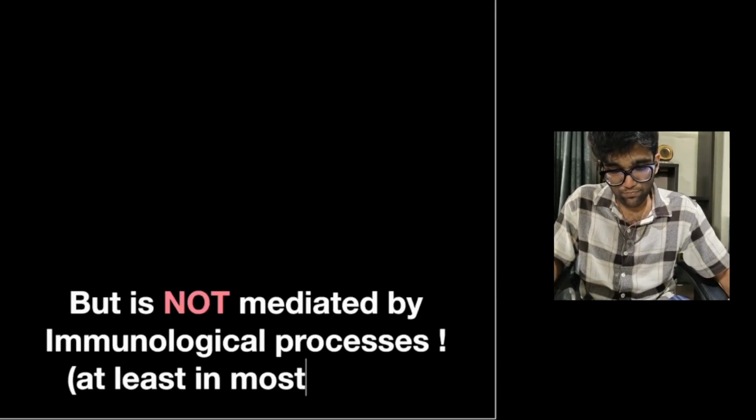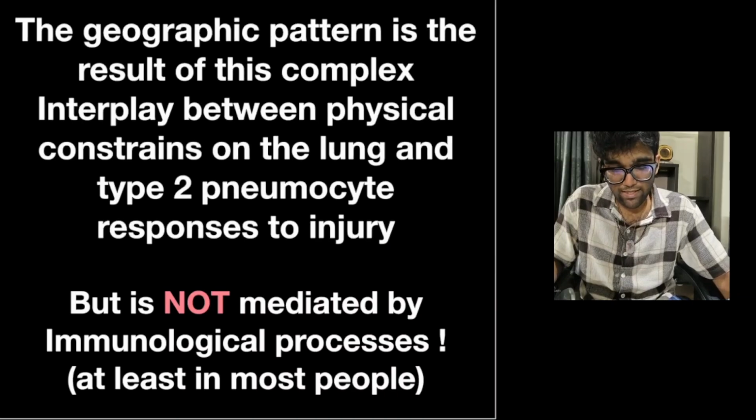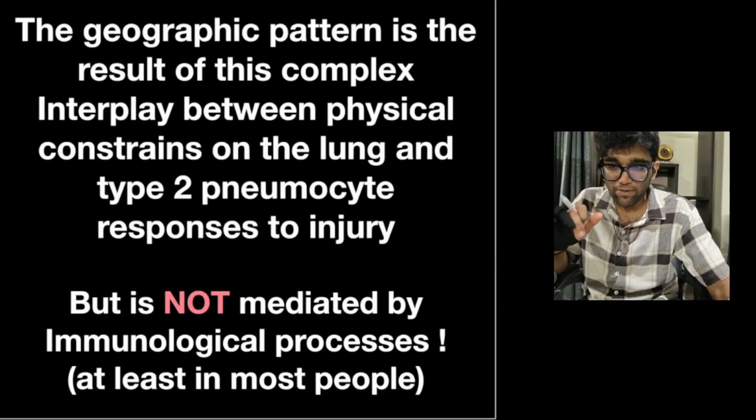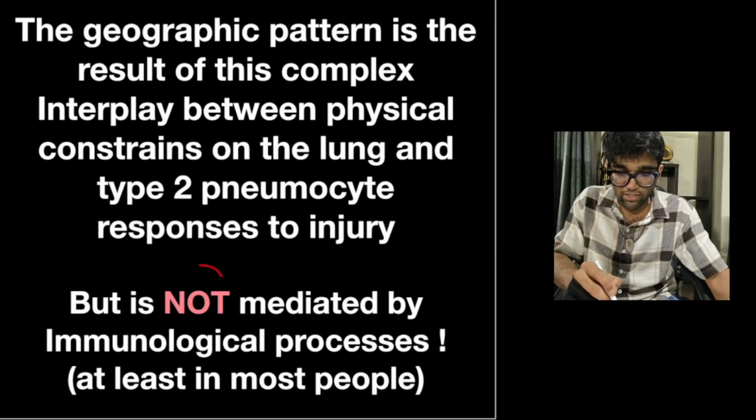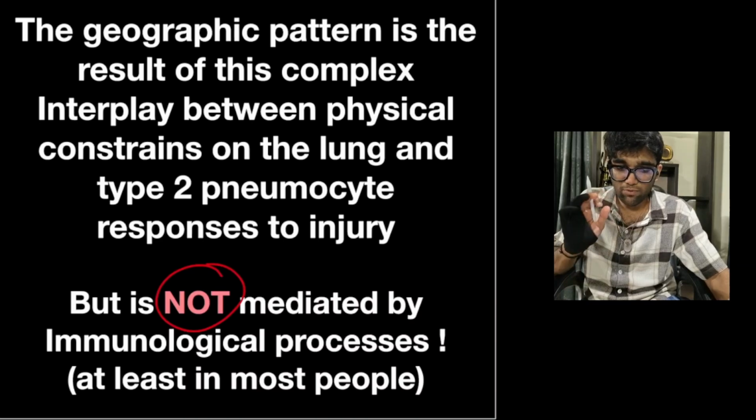Now, the geographic pattern is the result of this complex interplay between the physical constraints of the lung and the type 2 pneumocyte response to injury, the biological response to injury. But this is not mediated by an immunological process, at least in most people.